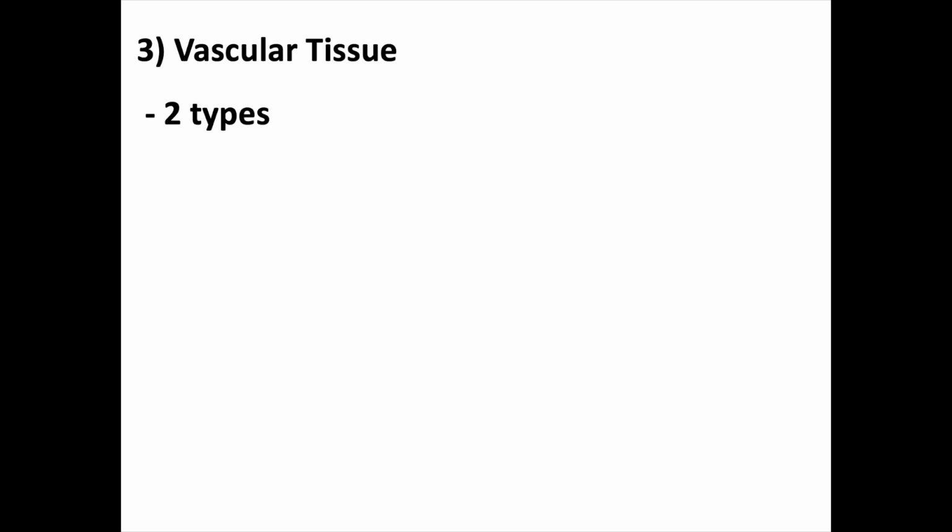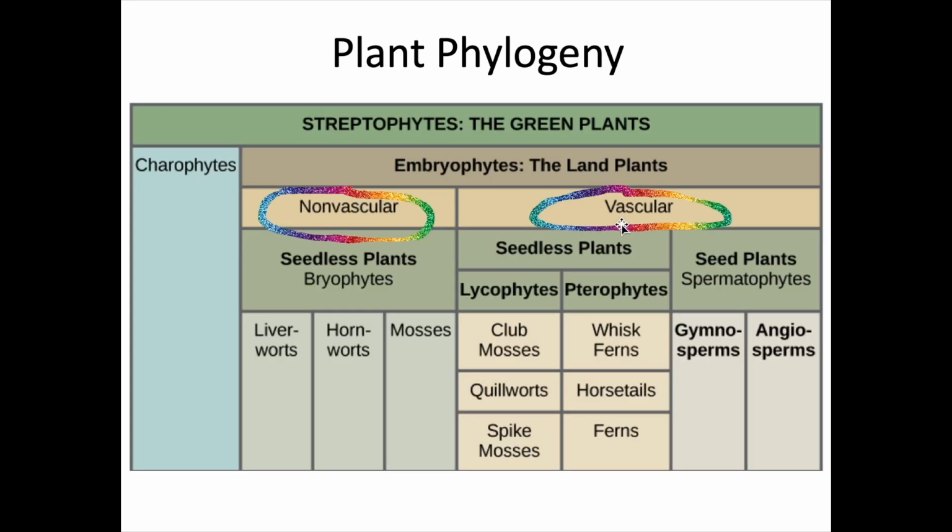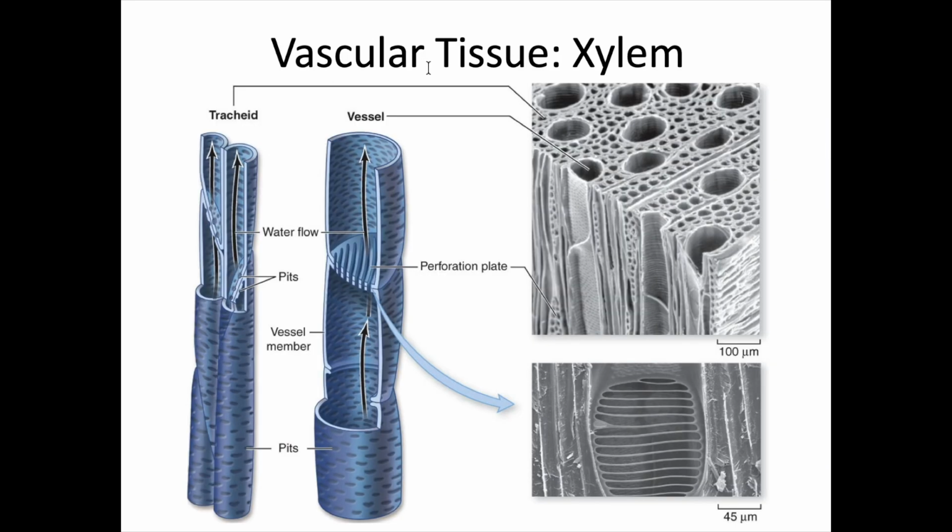So these two types of vascular tissue are called xylem and phloem. Here's some xylem. Not much to look at. It's just tubes. The wider tubes are called vessels, and the thinner tubes are called tracheids. Trachea is where these tracheophytes come from. Remember, that was another name for vascular plants. So the job of xylem is to transport water.